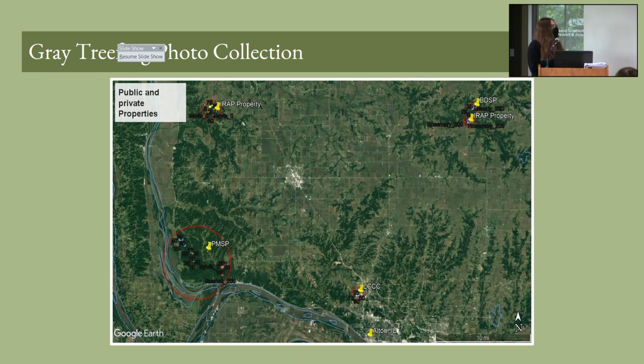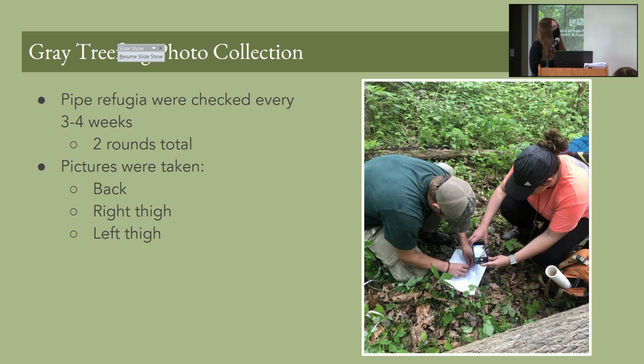So these are my study sites. It's the same as Jacob and Kenzie's, except we were able to do all of them. So we had an extra private property and Beaver Dam State Park. The sites were checked every 3 to 4 weeks, and there were 2 rounds conducted total. And then the pictures were taken of the back, the right thigh, and the left thigh.